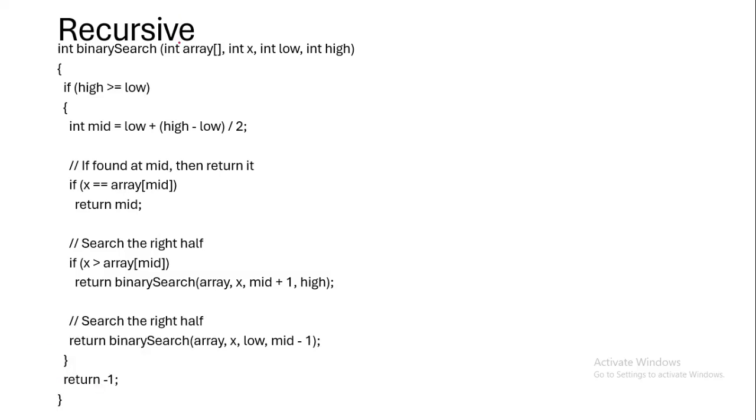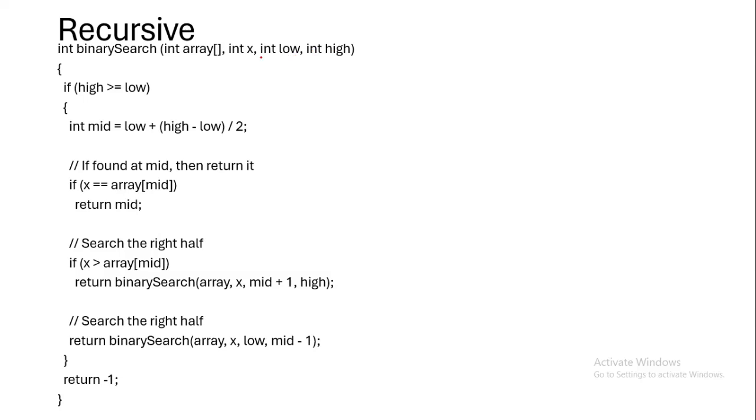First, in the binary search the function is returning an integer value, because we are returning the index of the match found. Then comes the name of the function and the parameters passed to the function. The first is the sorted array. X is the element to be searched. Low and high represent the lower bound and the upper bound of the array.